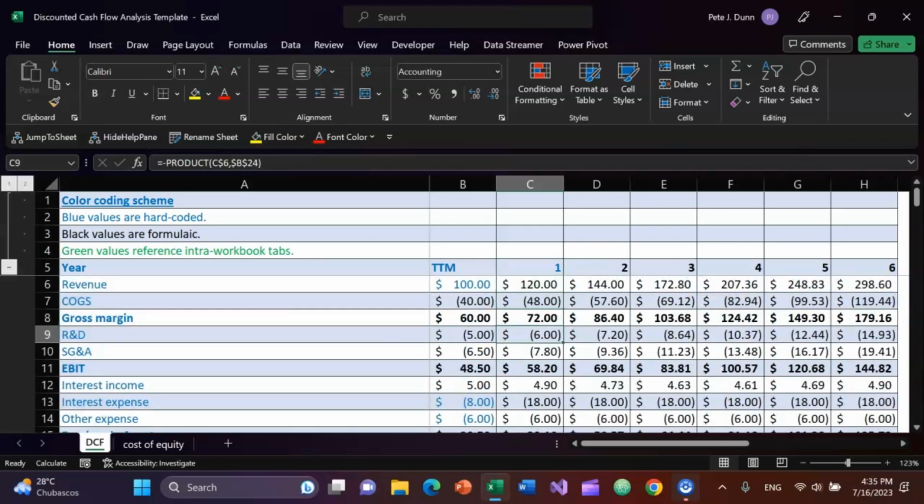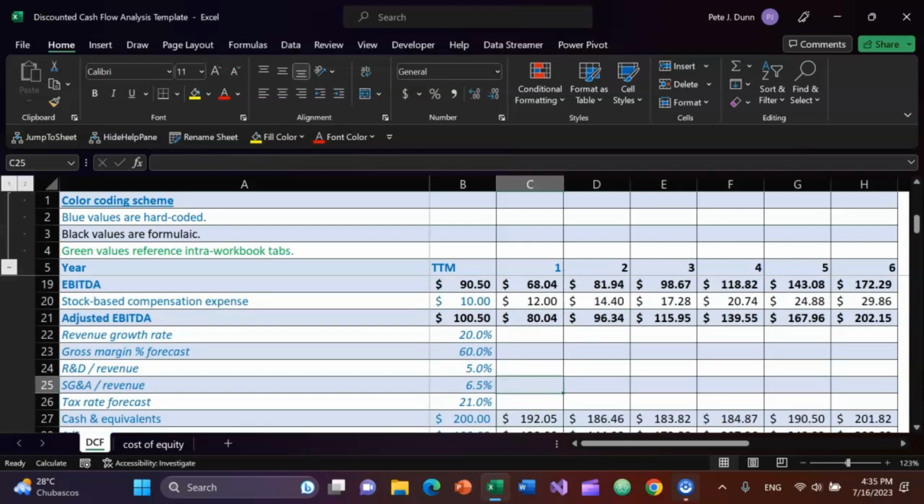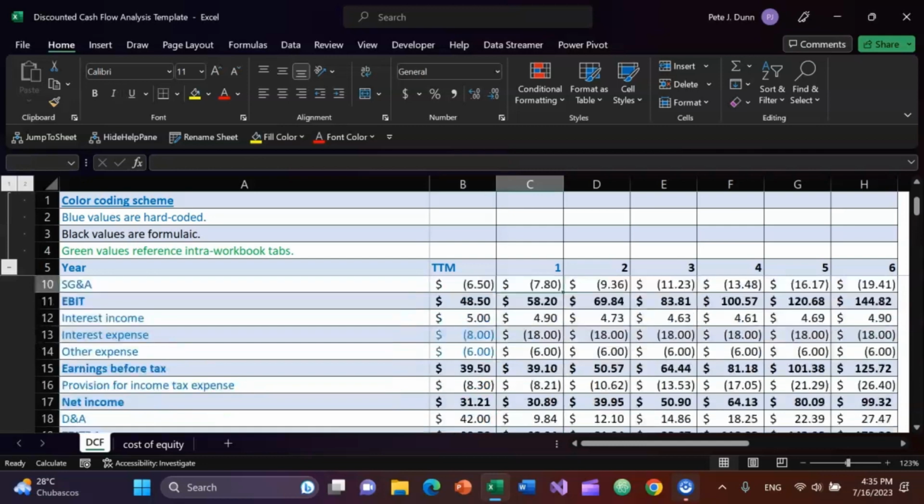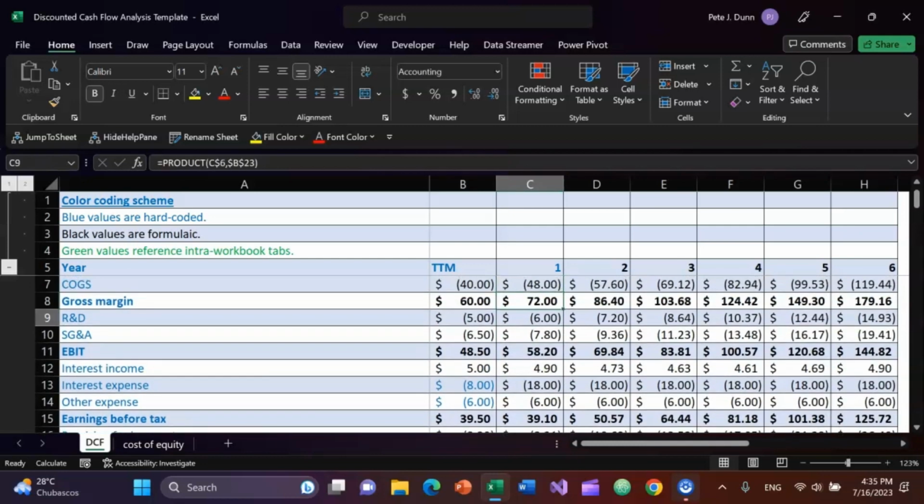R&D and SG&A, research and development, selling, general and administrative expenses, are both linked to revenue times the forecast. So those are in rows 24 and 25. R&D is a percentage of revenue, and SG&A is a percentage of revenue. That gets me to EBIT, earnings before interest and tax. Interest income and expense are linked to the interest income and expense schedules lower down in the Excel workbook, which I will go over. Other expense, I'm just straight lining.